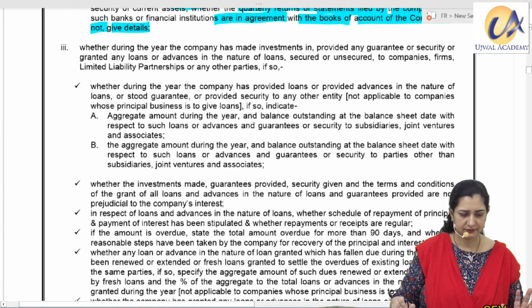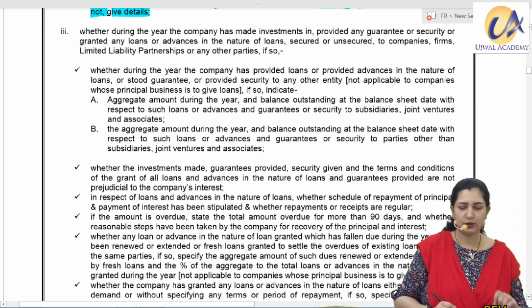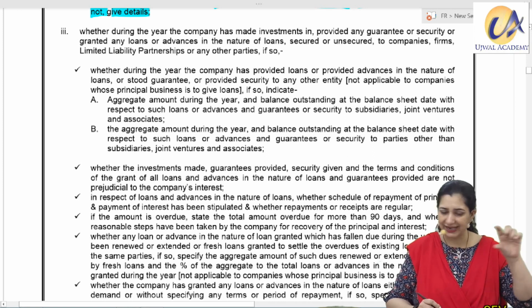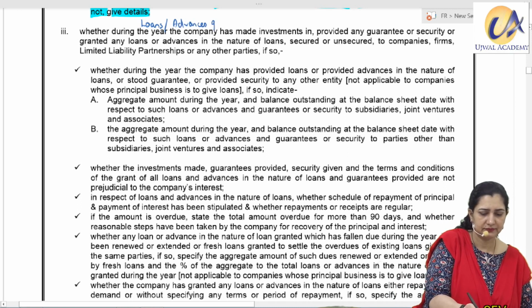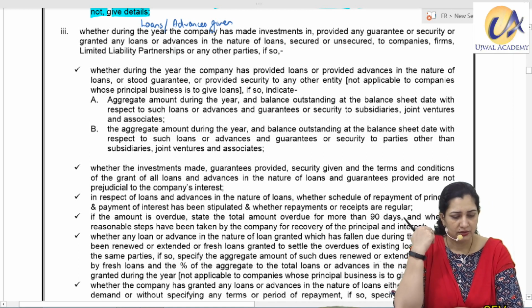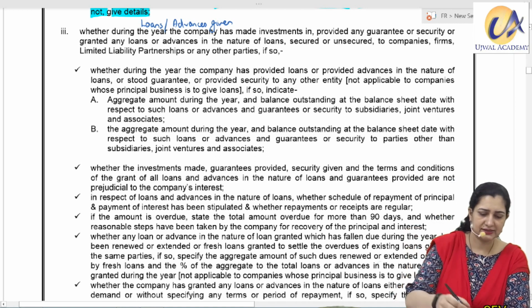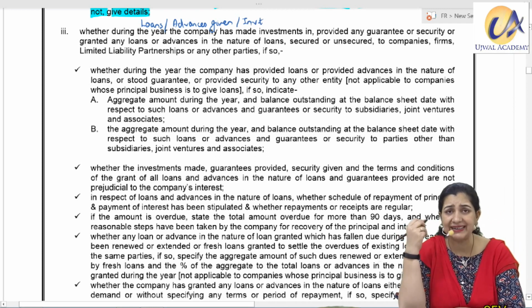Third, loans. Write down point number 3. For every point we are giving a heading. So loans are advances given by the company. Loans, advances, investments, any name you call it. Guarantee given.